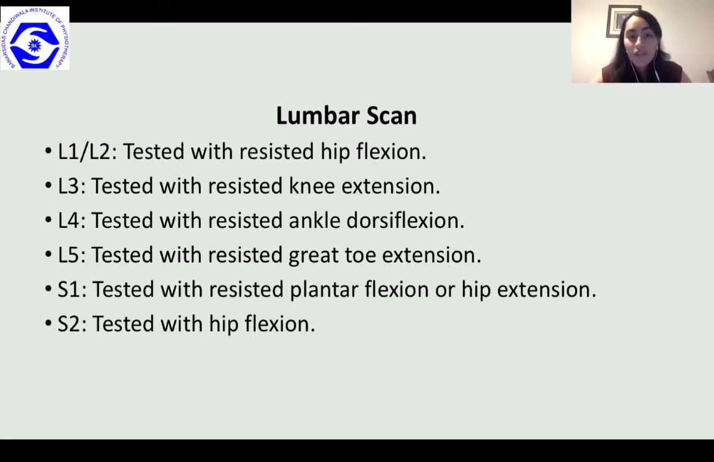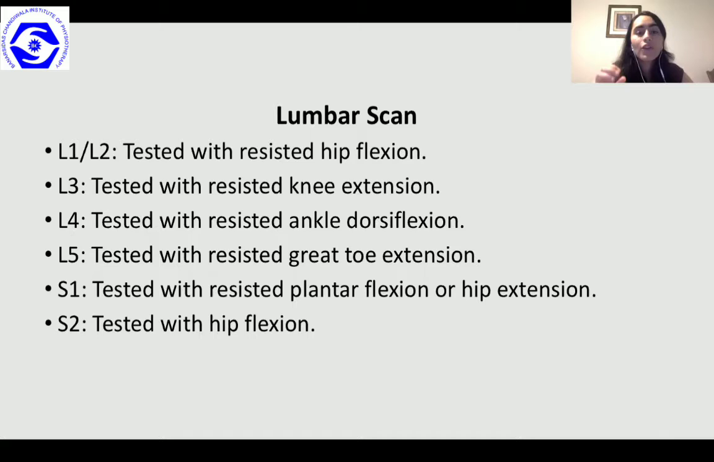For L4, it is tested with resisted ankle dorsiflexion. For L5, it is tested with resisted great toe extension. For S1, it is tested with resisted plantar flexion or hip extension, so we can opt for any one. And S2 is tested with resisted hip flexion. And this completes the myotome testing.